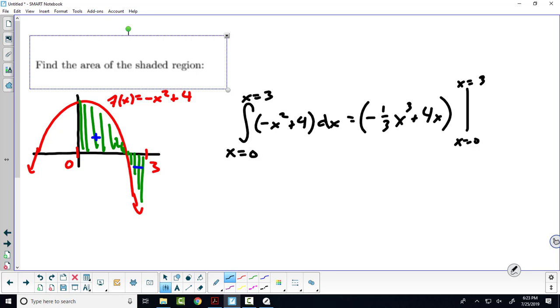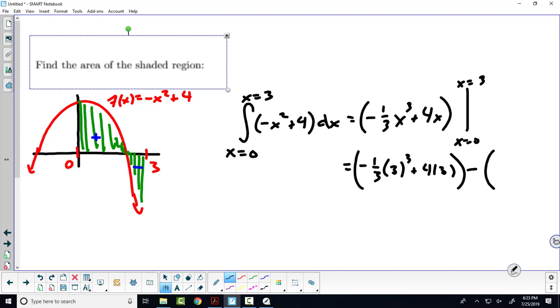Yes? Can I just put 0 and 3 for A and B? Yes. Okay, cool. All right. So let's see here. This is going to be minus 1/3 times 3 cubed plus 4 times 3. And then I'm getting the hang of things.